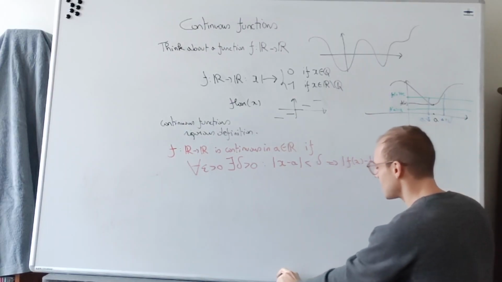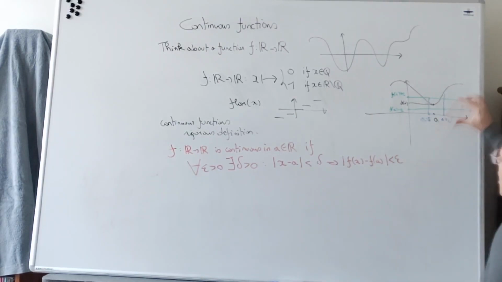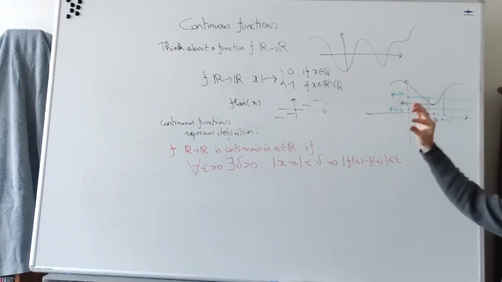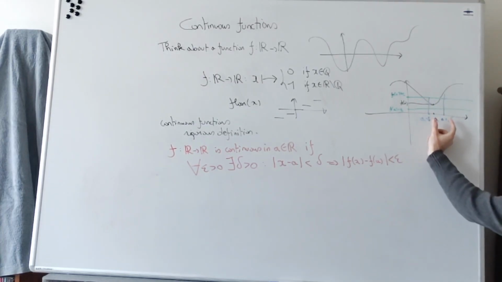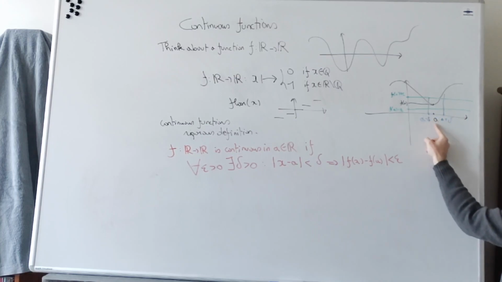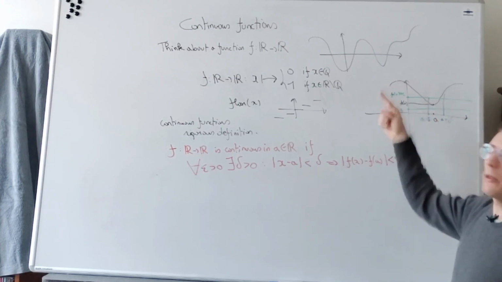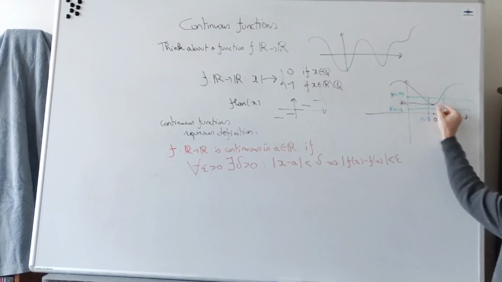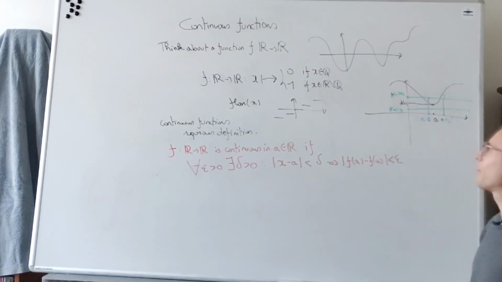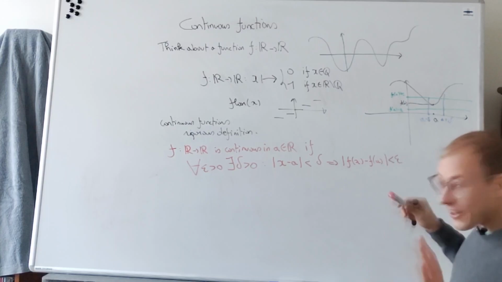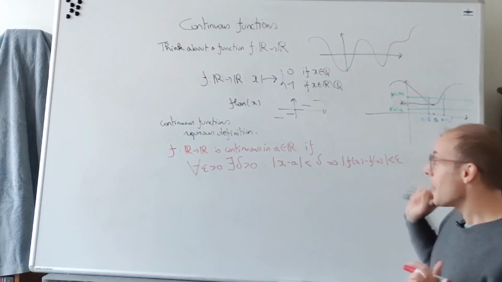So basically this says that you can do this for every epsilon. So regardless of how narrow you draw this green strip, you will always be able to draw a blue strip around a, such that from the moment you're in the blue strip, the function value will be in the green strip. And think about it. I know it's not easy.